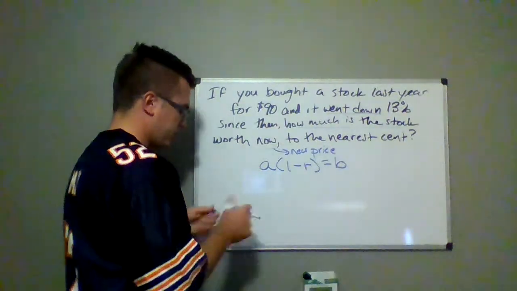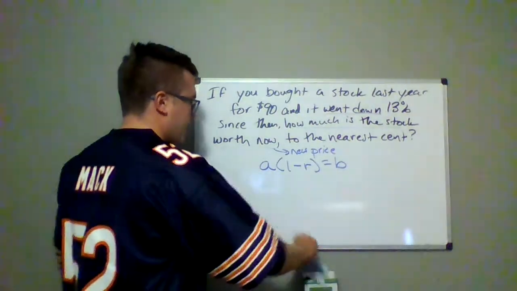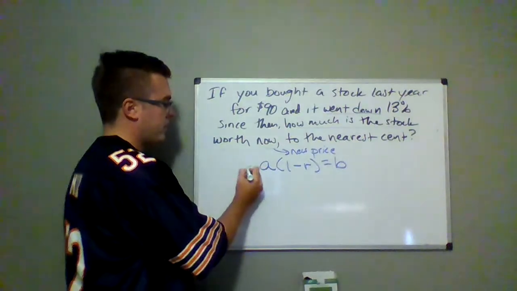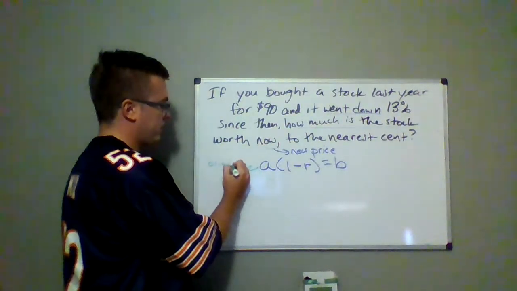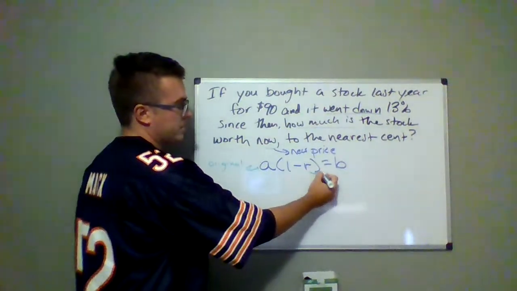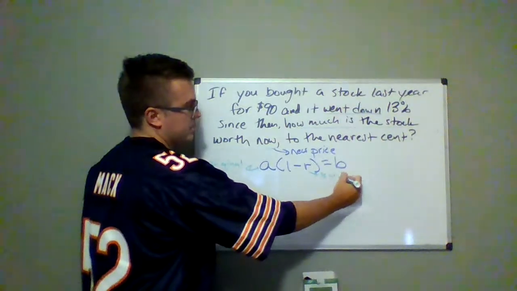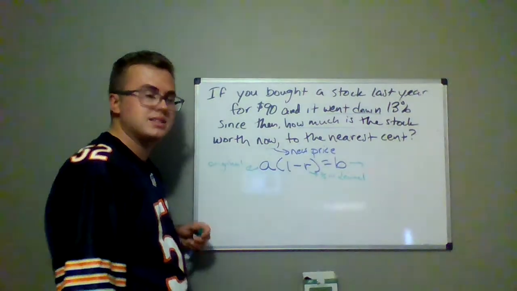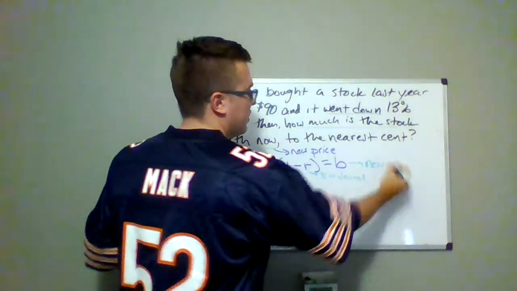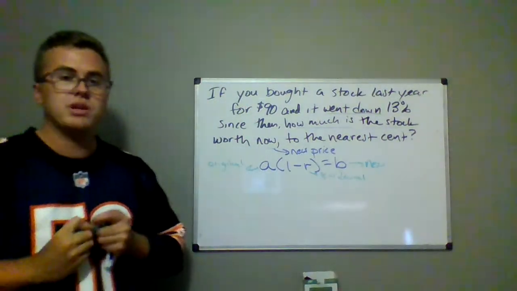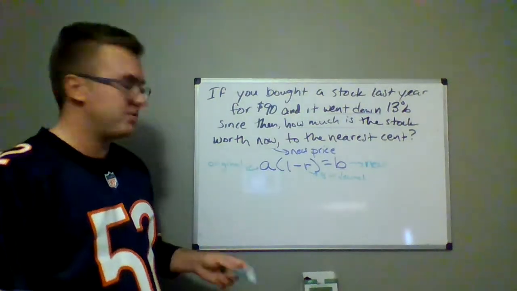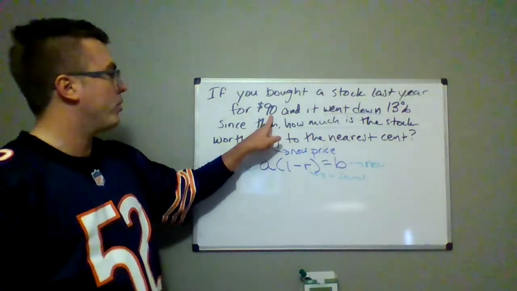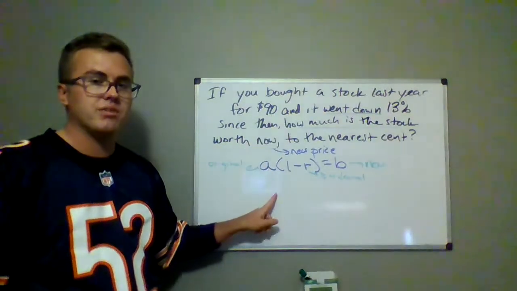Remember that A is the original, R is the percent as a decimal, and B is the new price. So in this one, it makes things really easy because it gives us the original price that we can plug in for A.